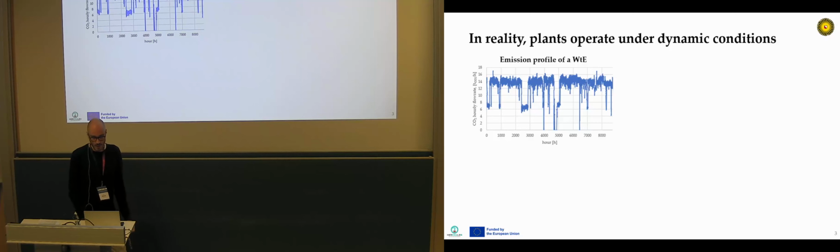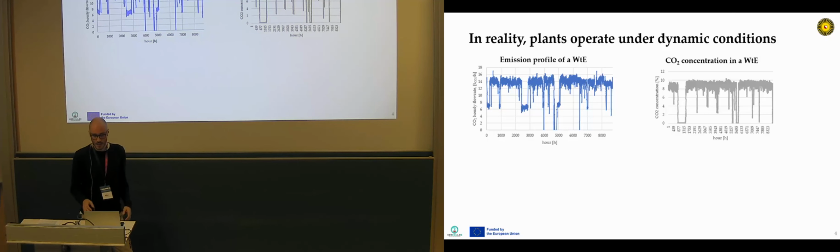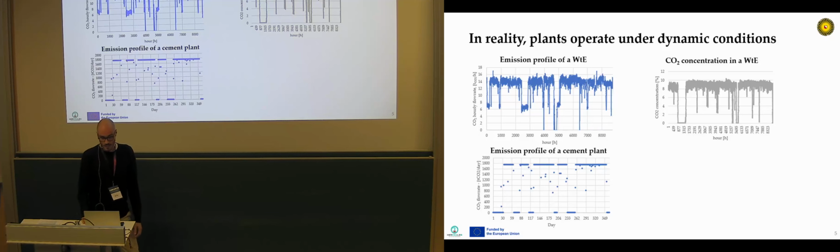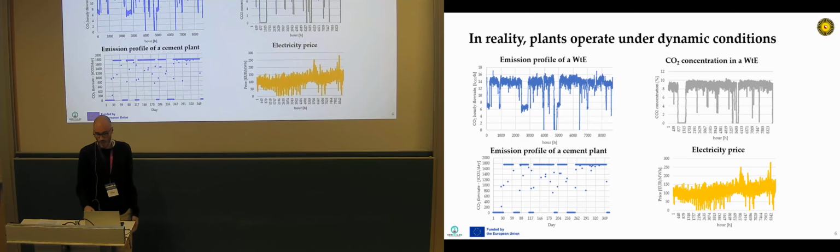So here you have the emission profile of a waste-to-energy facility over 1 year, so you can see the variability. You can also see here the CO2 concentration in the flue gases in a waste-to-energy plant, which also fluctuates quite a lot. This is an example of a cement plant. This is the emission profile, and you can see how it goes on and off multiple times throughout the year. And you have also high variability in the electricity prices in the market.